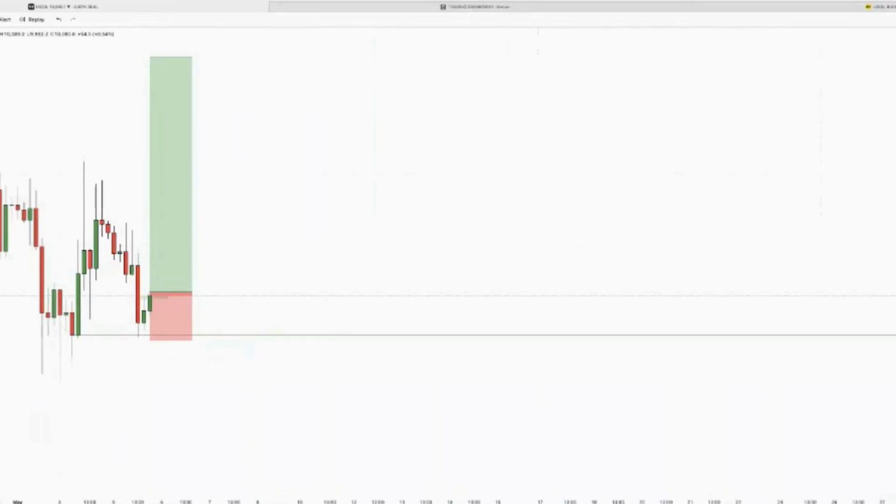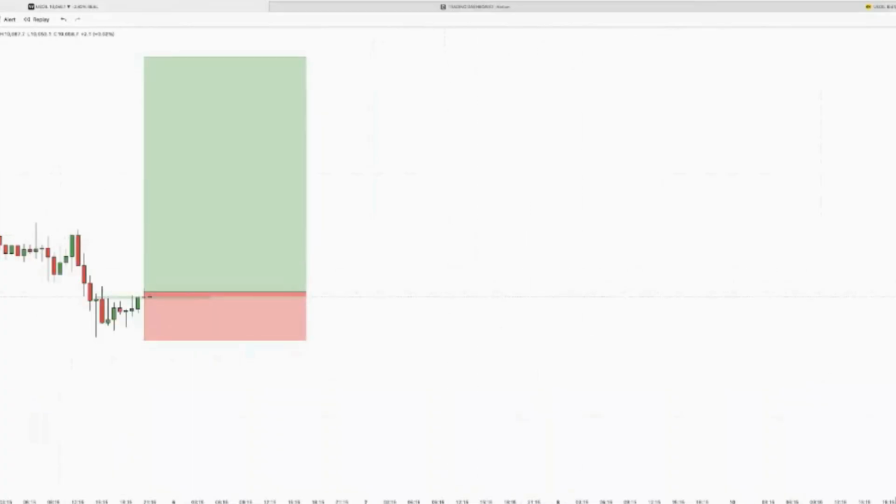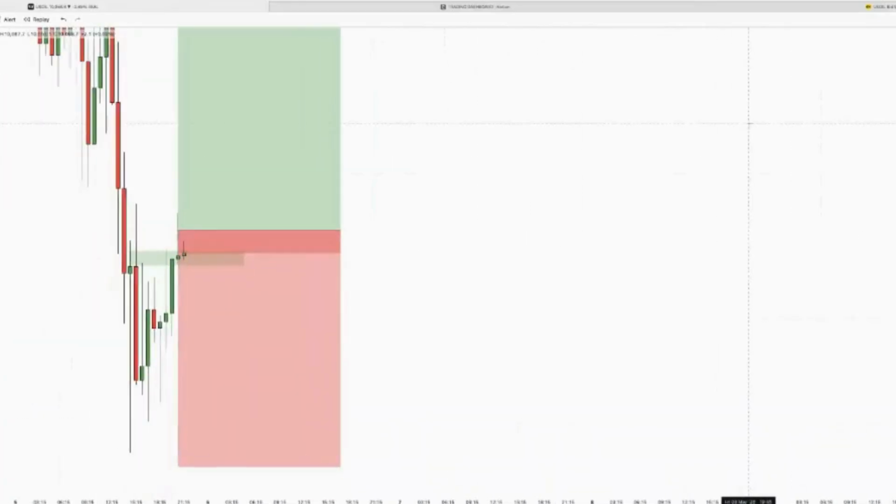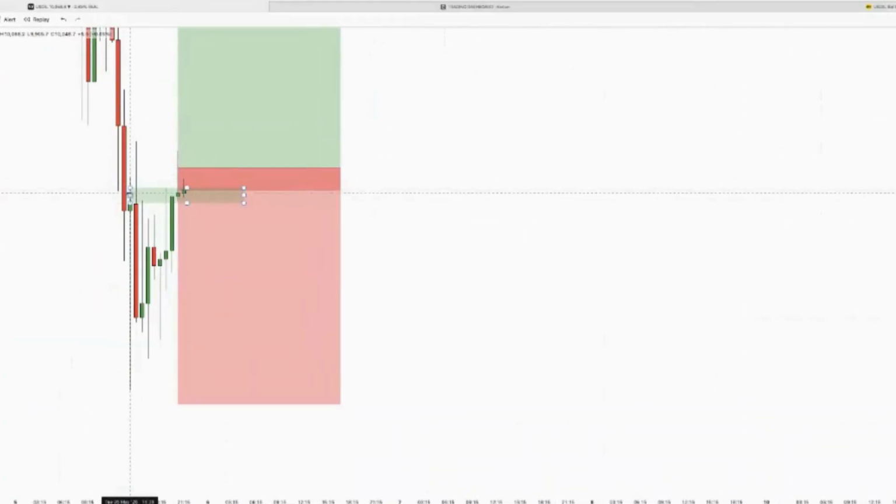And on 15 minutes and 45 minutes, the shift is visible. I'm seeing the shift here. This is where I got my shift. And immediately this candle closed at this high right here, I expect price to continue the bullish momentum.